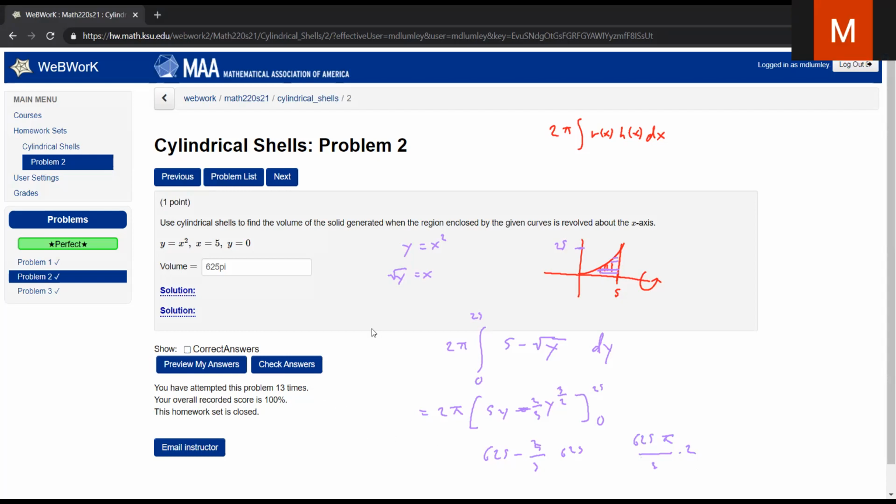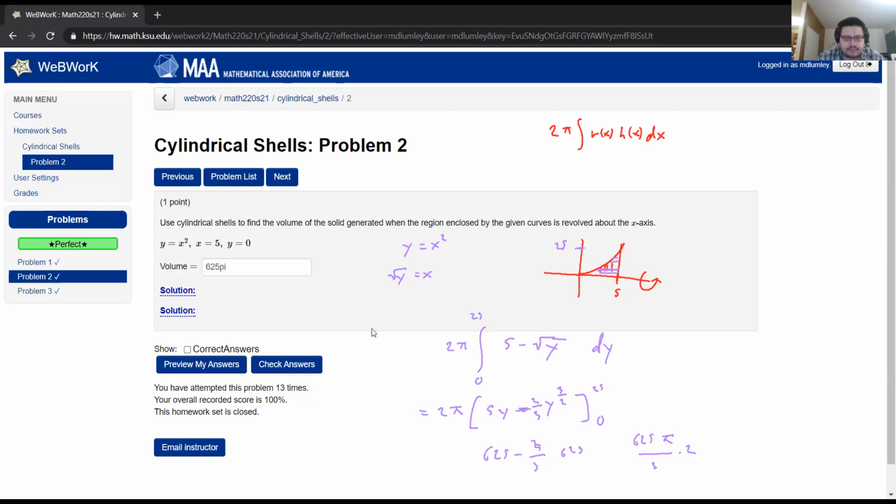Mine was... I was seeing if this would be the same. I was having a hard time following. What mine is, it's 2 pi from 0 to 25, and then it's either my radius or my height was y, and then the other was 5 minus y.